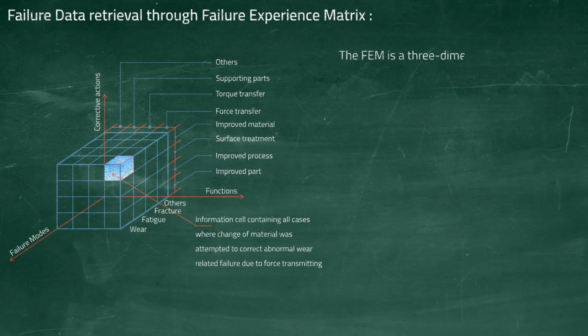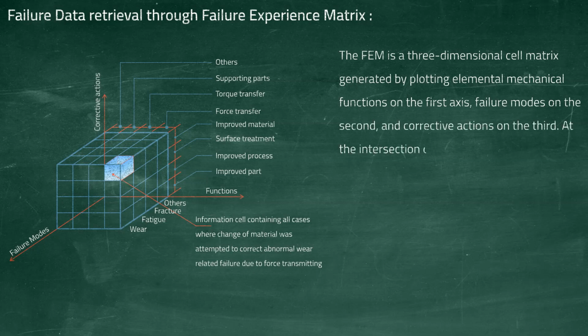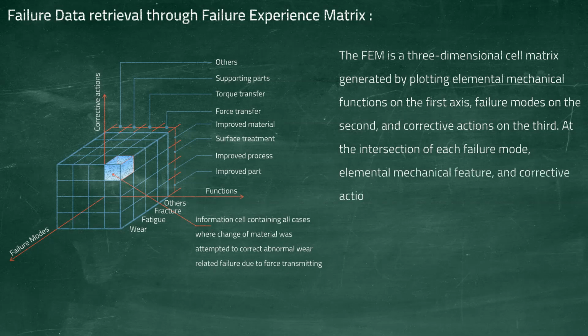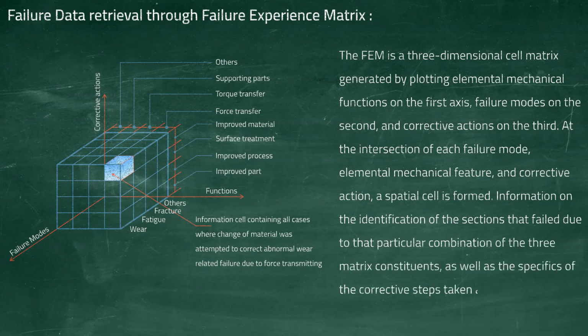The FEM is a three-dimensional cell matrix generated by plotting elemental mechanical functions on the first axis, failure modes on the second, and corrective actions on the third. At the intersection of each failure mode, elemental mechanical feature, and corrective action, a spatial cell is formed. Information on the identification of the sections that fail due to that particular combination of the three matrix constituents, as well as the specifics of the corrective steps taken and their efficacy, is available within the cell.